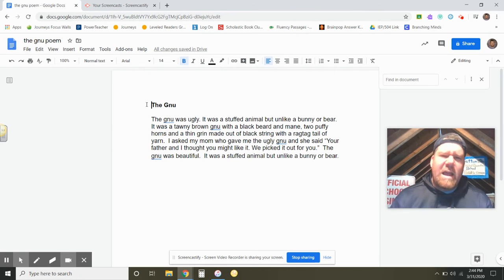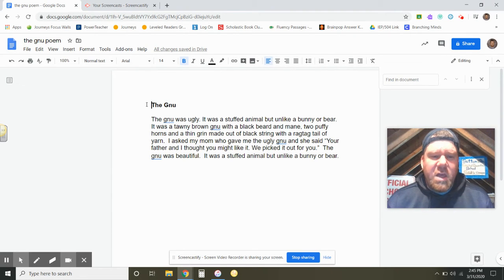So here I have a poem called The Gnu. By the way, a gnu is another term for the animal, the wildebeest. And this gnu is spelled G-N-U. The G is silent. I wrote this poem a little while ago, and it has some issues. What issues does it have? It is written like a story. Okay? I'm going to read it to you, and then we're going to look at each line and determine in which way we can make it look more like a poem and read like a poem.